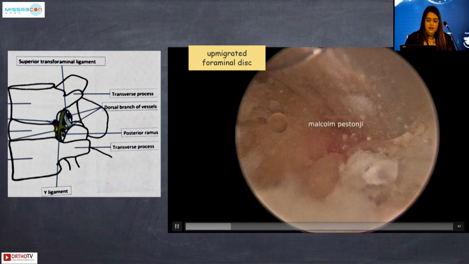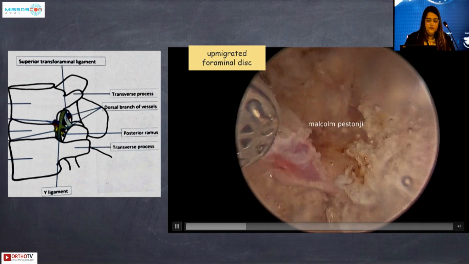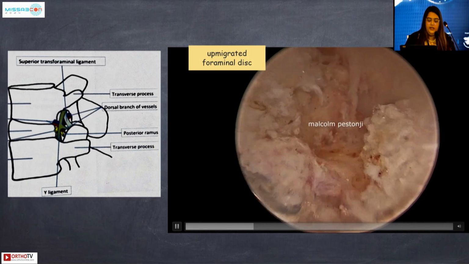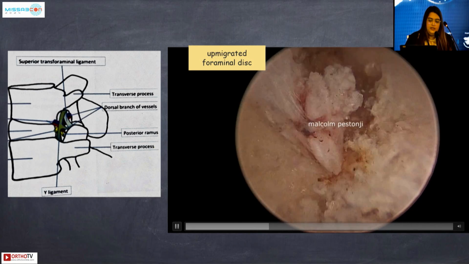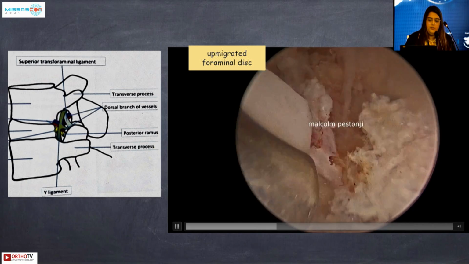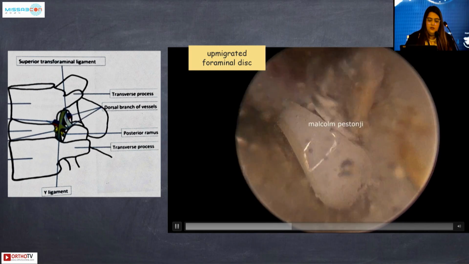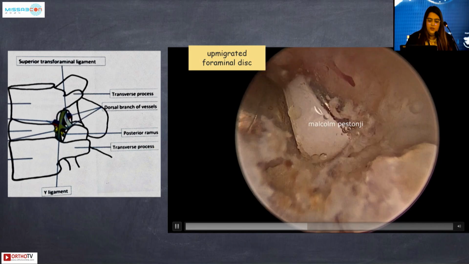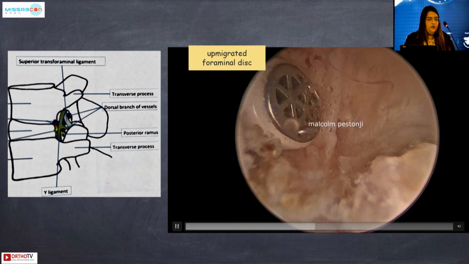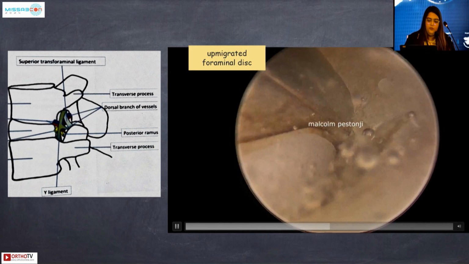Here you can see now a blood vessel that is being identified. This is the facetal artery which we will be coagulating now. And down below it you can see the medial branch of the dorsal ramus, which appears like a thin structure. Now coming in your view. Once these structures have been removed, we will gain access to the superior transforaminal ligament now.